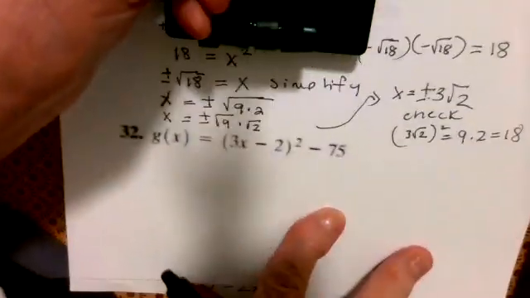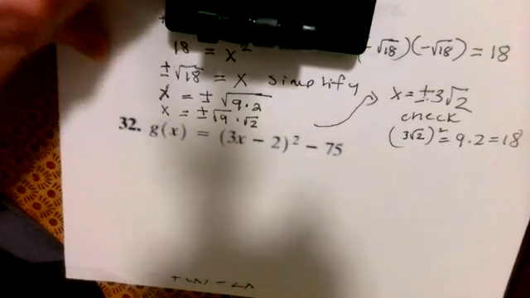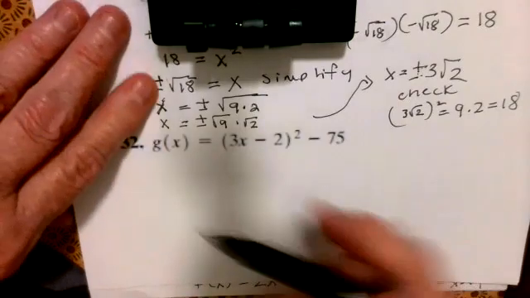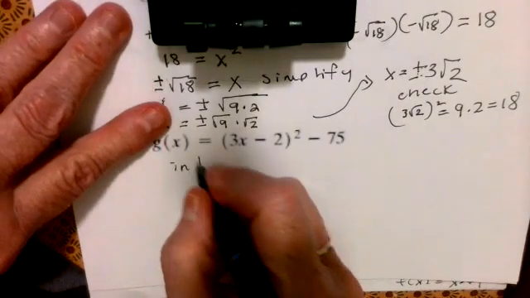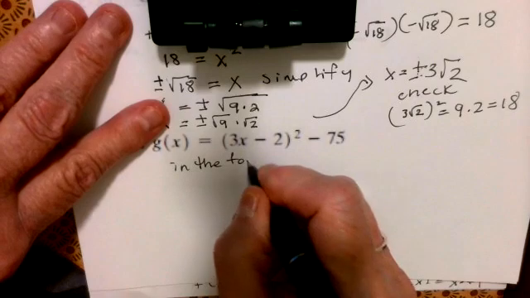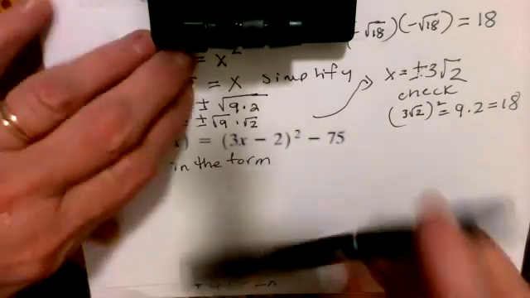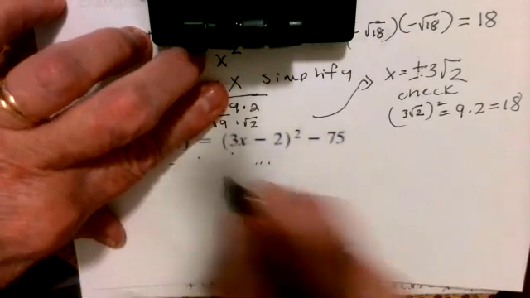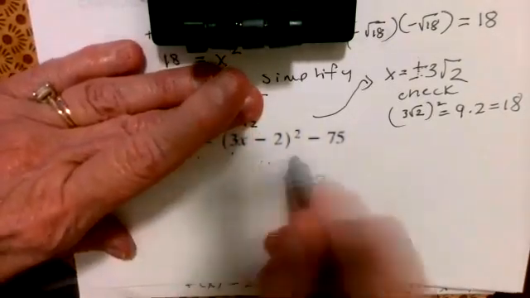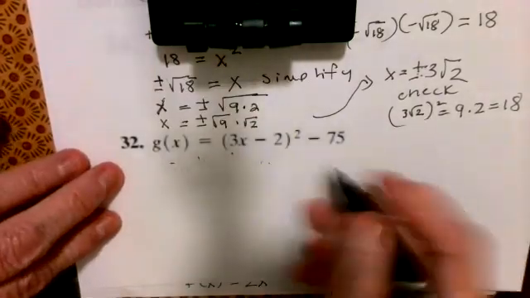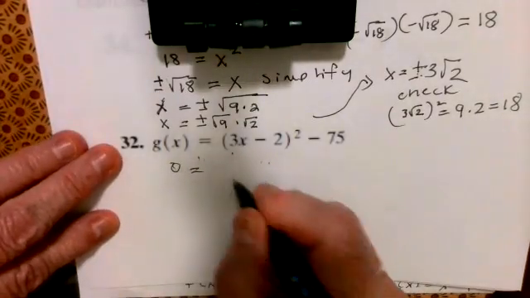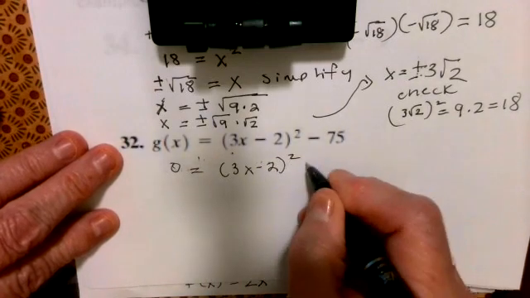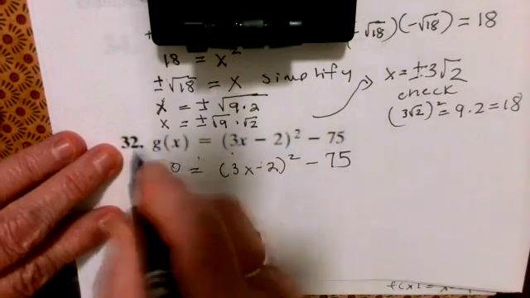Okay, so let's look at the next problem. This is actually in the form, or first let's get it set equal to 0, then it'll be in the form. Okay, let's set it equal to 0. It's in the form where we can use the square root property.